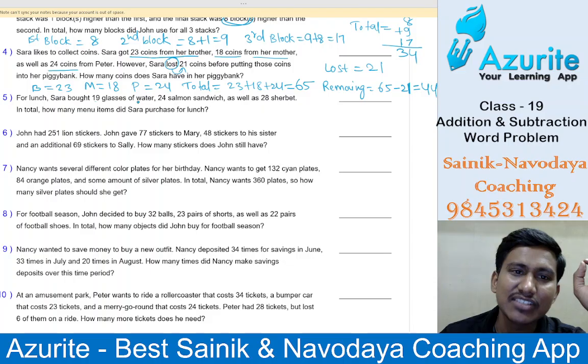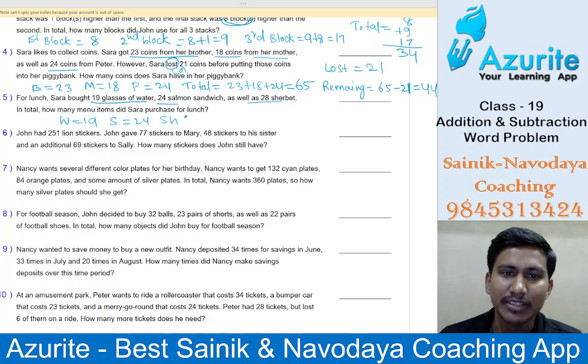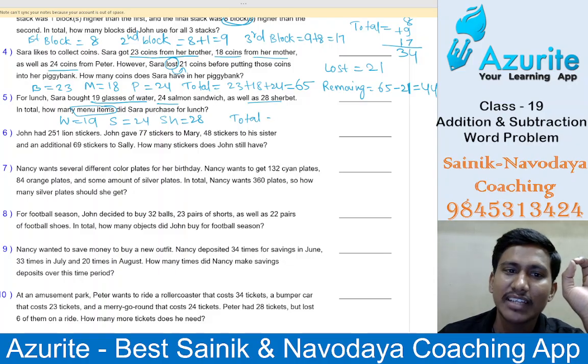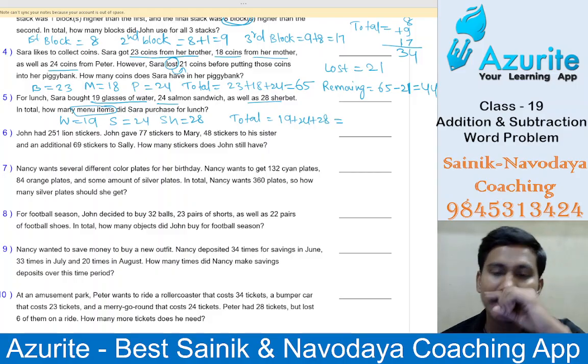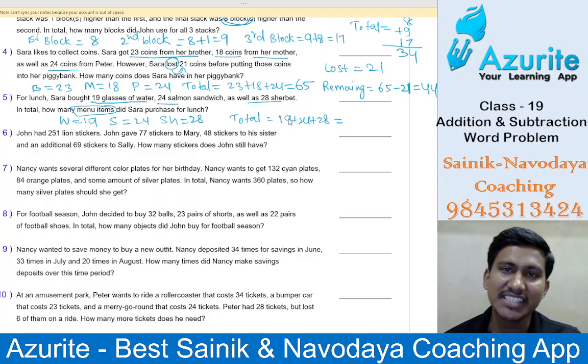So 19 glasses of water. Water is how much? 19. 24 salmon sandwich. Sandwich is how much? 24. And then 28 sherbet. So I will write SH, sherbet. That is 28. So all the items, how many total? Total will be 19 plus 24 plus 28. If you add, you will get the answer. So here 56 plus 15. 56 plus 15 will be 71. 71 will be the answer.